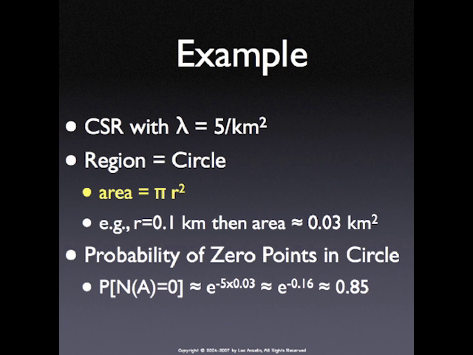That's 85%. Now if you up this, and the first time I calculated this, I put in, I think, 2 kilometers, then you'll see it's almost 0. So as you move out, as you make the circle bigger, this probability starts dropping very quickly because it's negative exponential, so it goes down very quickly.